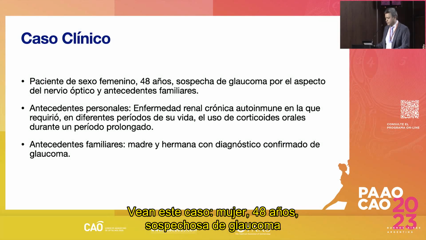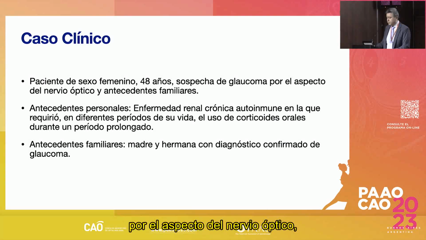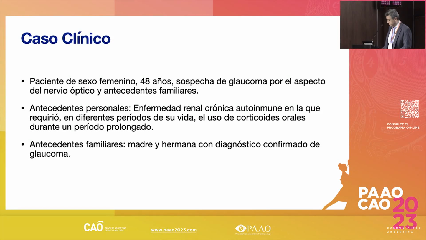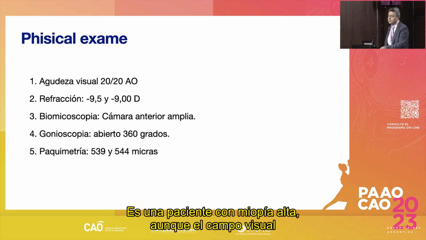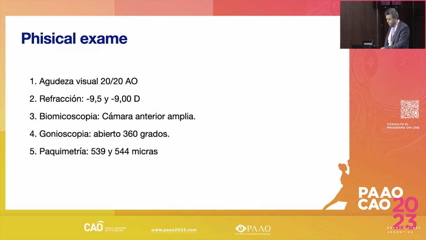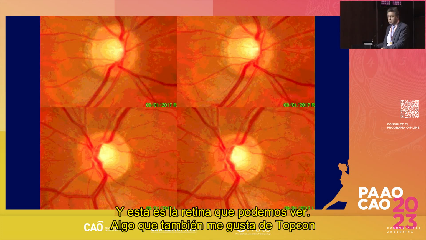This is a very interesting case, a case of a 48-year-old, glaucoma suspect by the aspect of the optic nerve, with a family history of glaucoma and use of steroids in the past. It's a high myopic patient, although the visual field does not look like that of a high myopic retina. And this is the retina that we can see.